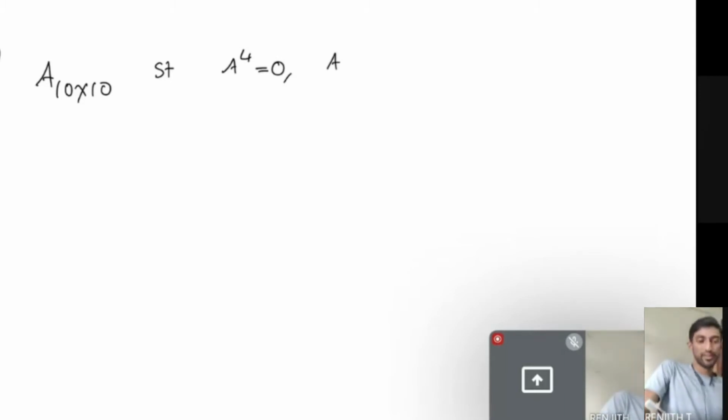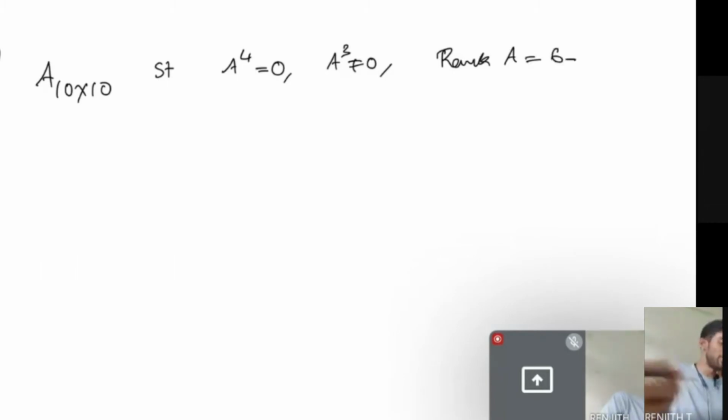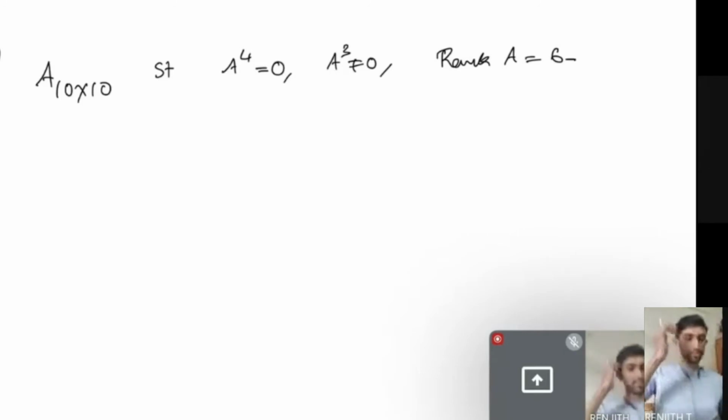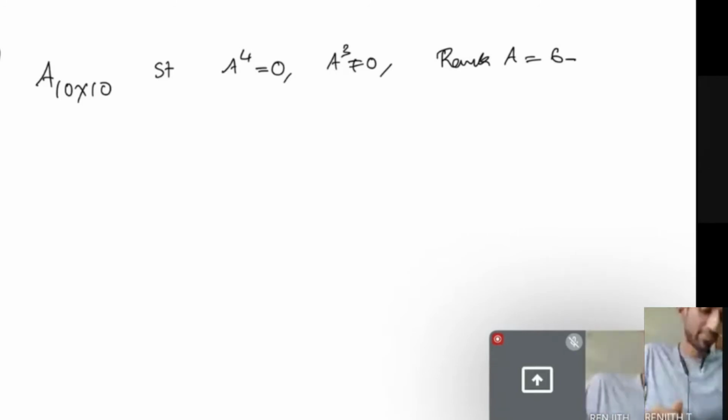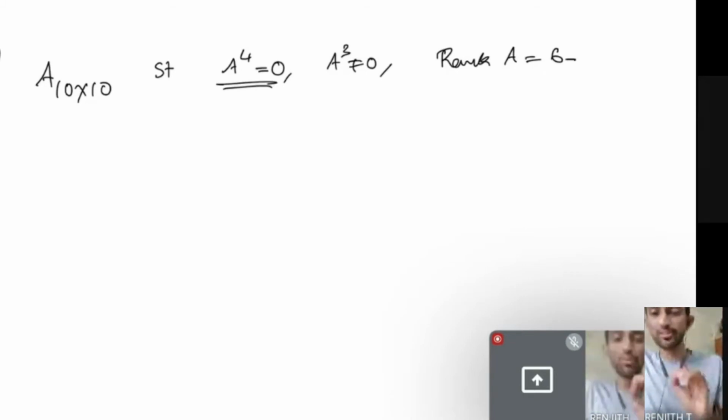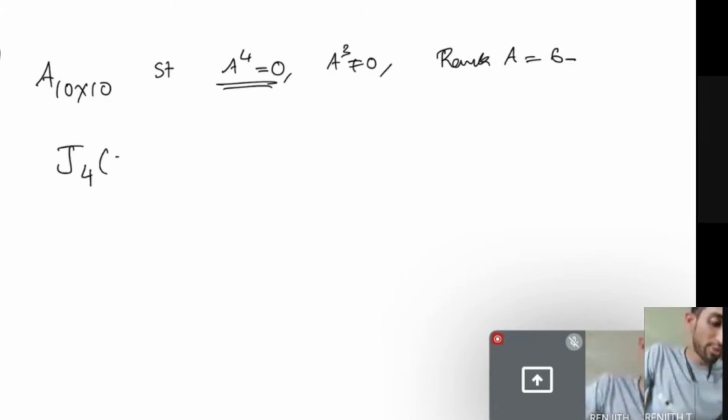Another one. Question: A is 10 by 10 such that A to the power 4 equal to 0, A cube not equal to 0, and rank of A is equal to 6. So what are the possible forms? Here it is 10 by 10, and A to the 4 equal to 0 and A cube not equal to 0 means there will be one Jordan block J4 of 0.